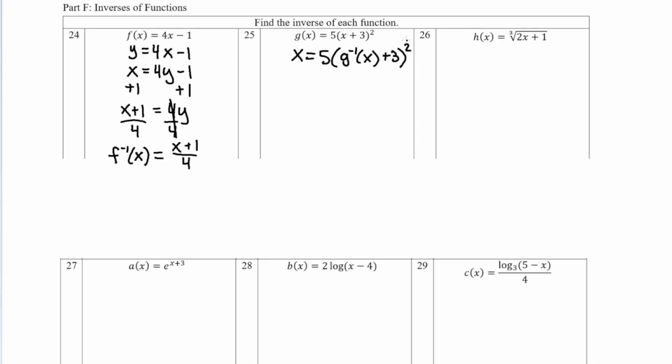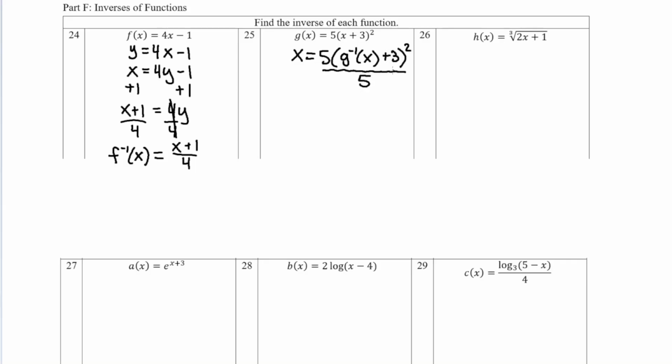And let's see, I want to get rid of this square, but in order to do so, I'm going to have to isolate that square. So let me go ahead and divide by 5. And again, I typically will do my divisions of 5 or division of anything like this, but really it is the entire right-hand side that's being divided.